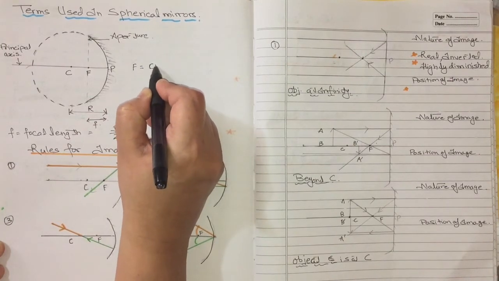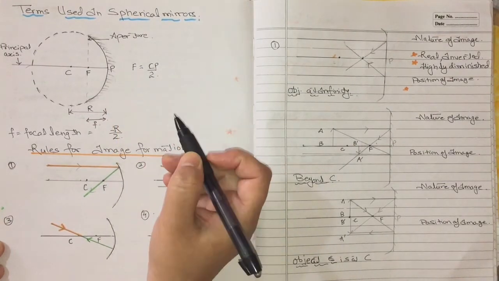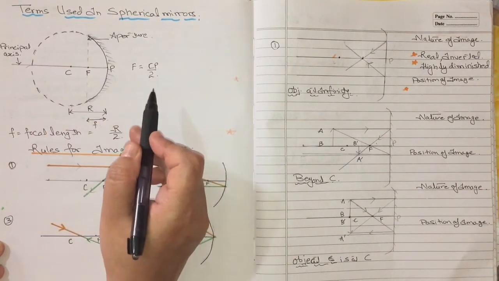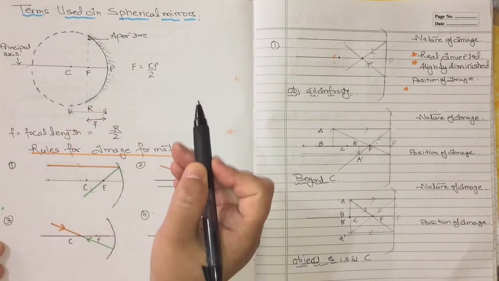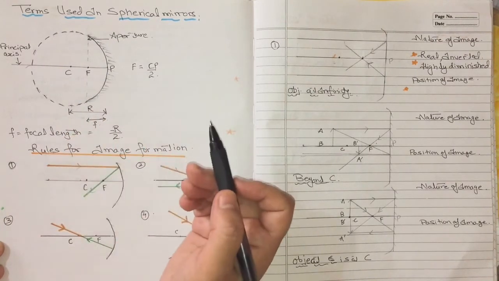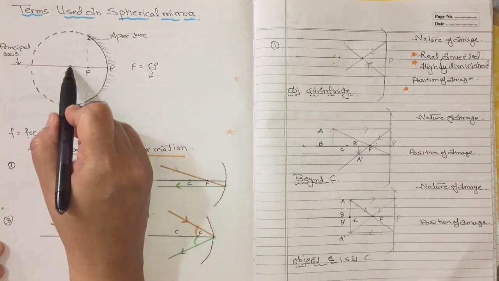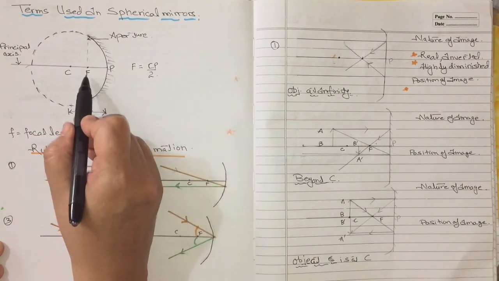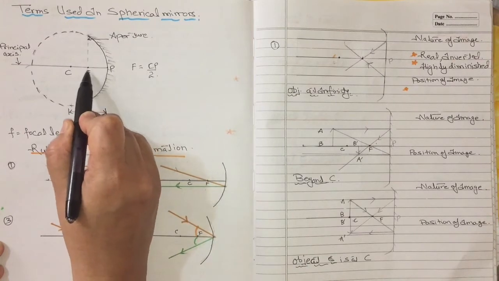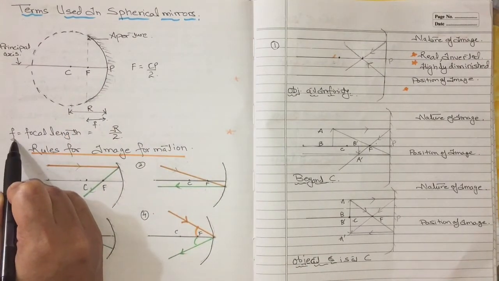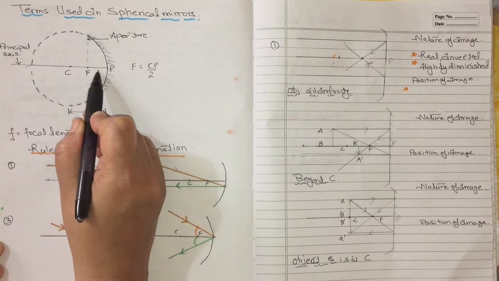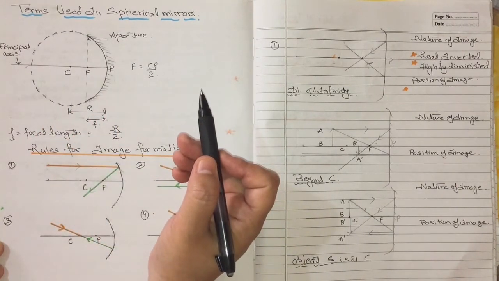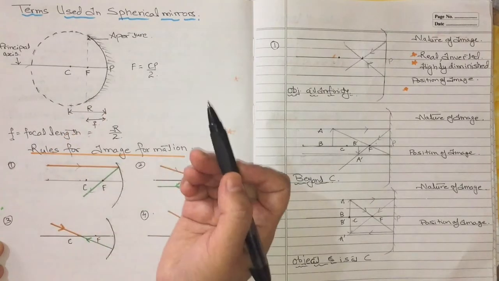F is half of the length of C and P, center of curvature and pole. Now the distance between F and P is called the focal length. Clear? And the distance between C and P is called the radius of curvature. Focal length is denoted by small f, which is half of the radius of curvature. If C and P is about 4 centimeter, then focal length will be 2 centimeter.